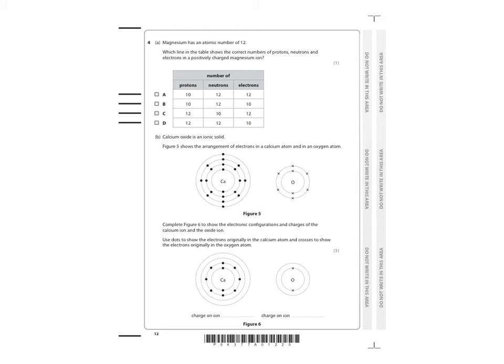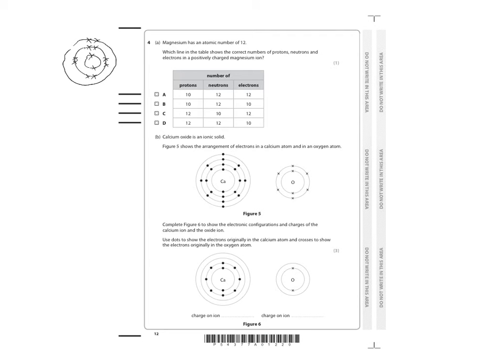Question 4 says magnesium has an atomic number of 12. Which line in the table shows the correct number of protons, neutrons, electrons in a positively charged magnesium ion? Well, magnesium is in group 2, so you could very quickly do 12 electrons, couldn't you? 1, 2, 8, 1, 2, 3, 4, 5, 6, 7, 8, and then that's 10, and then it's going to have 2 in its outer shell.